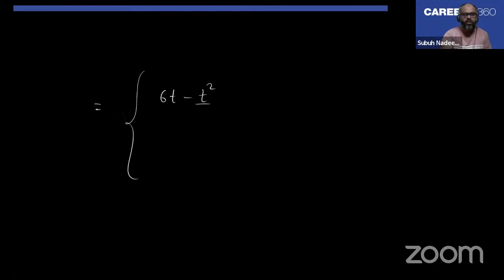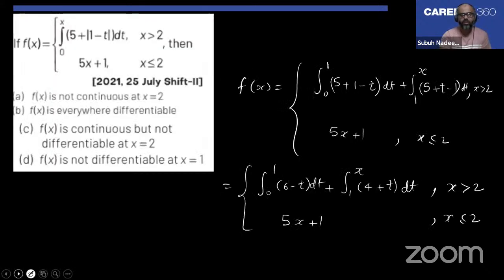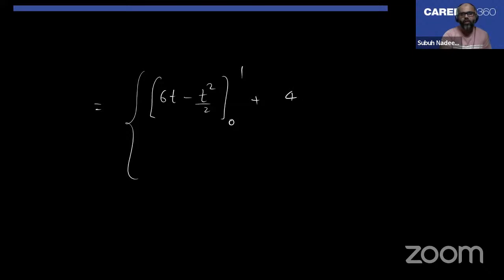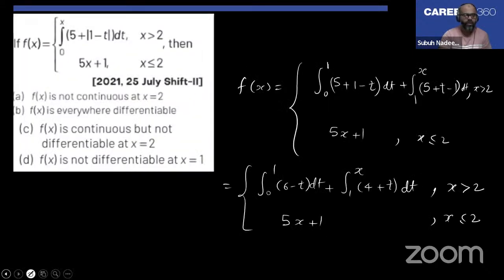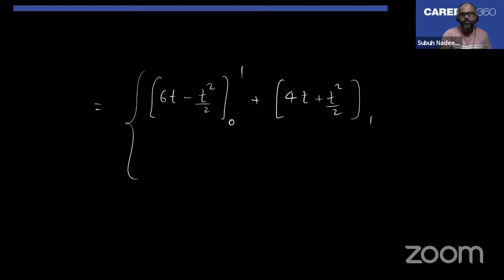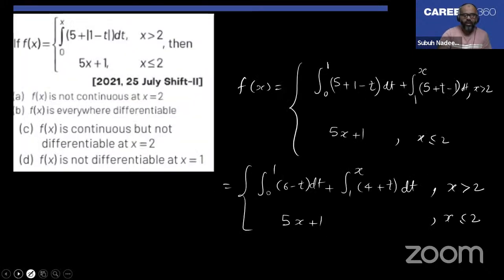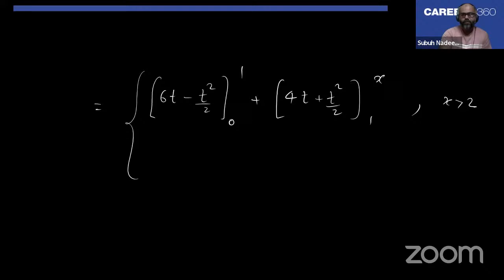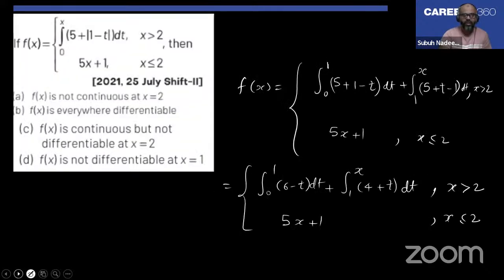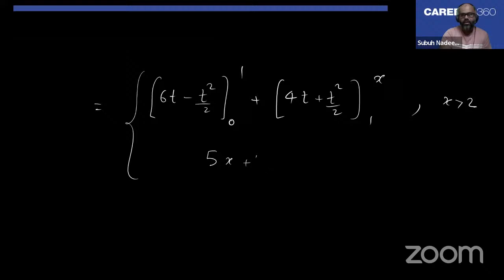Integrating 6 minus t square by 2 from 0 to 1, and 4 plus t dt, when you integrate 4 plus t square by 2, with the limit 1 to x, where x is greater than 2. And this is 5x plus 1 if x is less than or equal to 2. Fine.